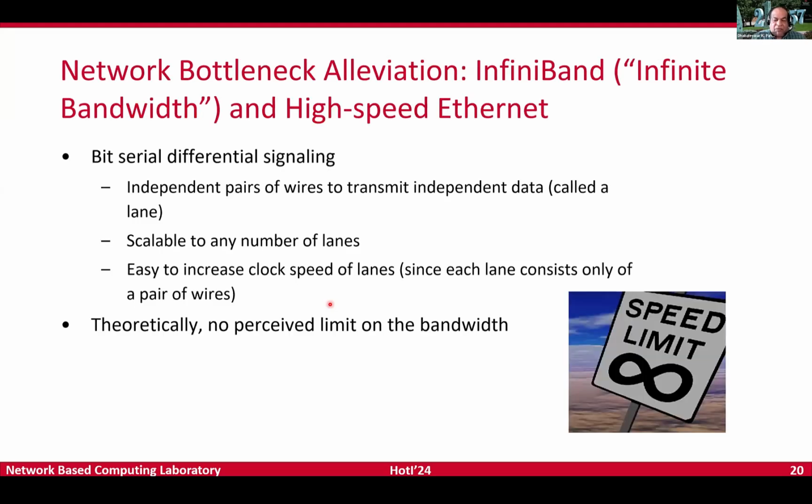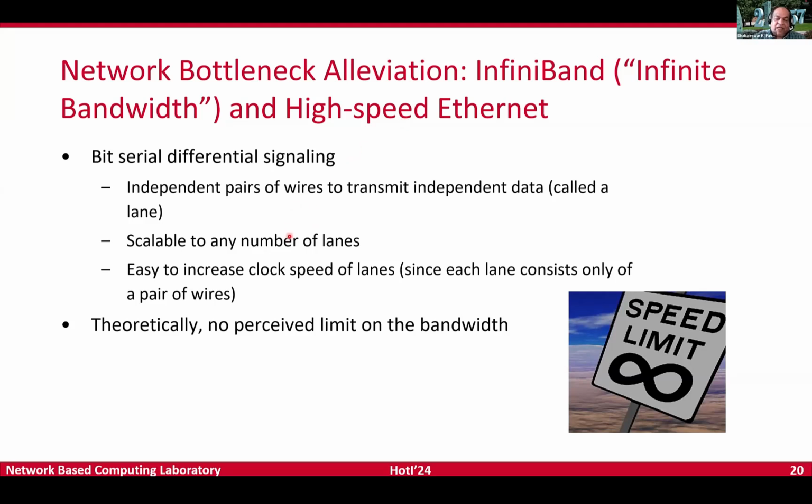So the basic network speed bottleneck: if you don't know, the word InfiniBand actually stands for infinite bandwidth. Of course, you can ask a question, what does it mean by infinite bandwidth? There is nothing like that. But that's how it was coined, in the sense that as computing technology and storage technologies keep on improving, InfiniBand will continue to grow. That was the idea of that infinite bandwidth.